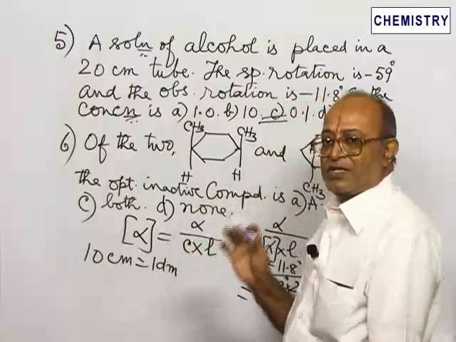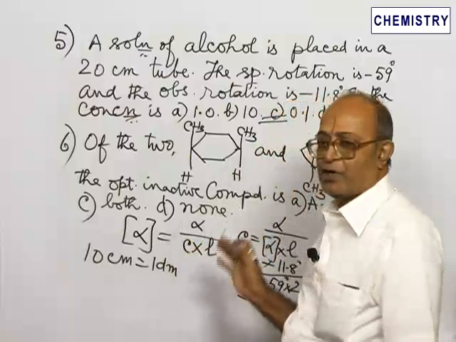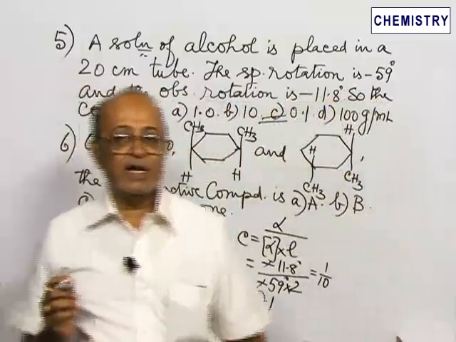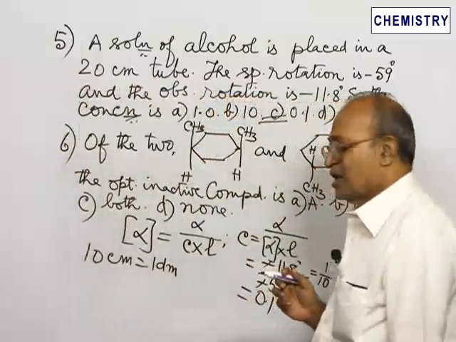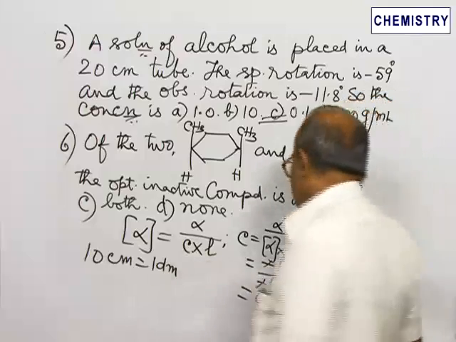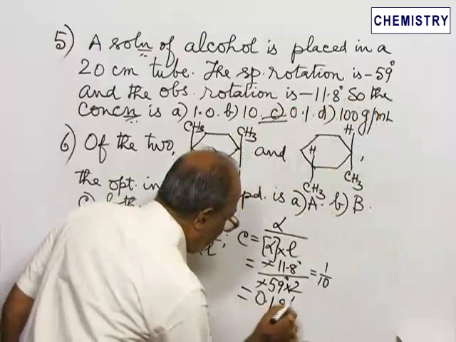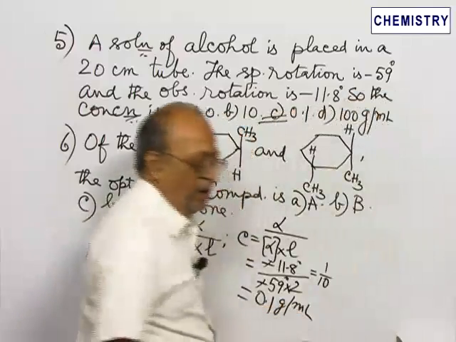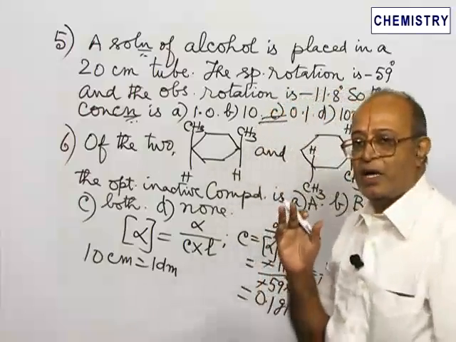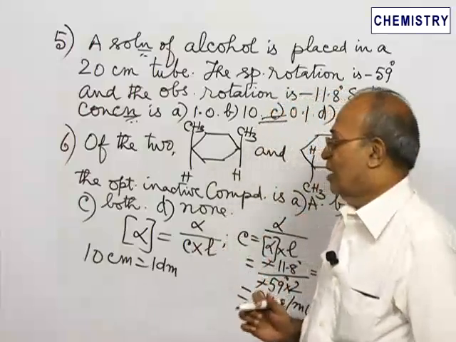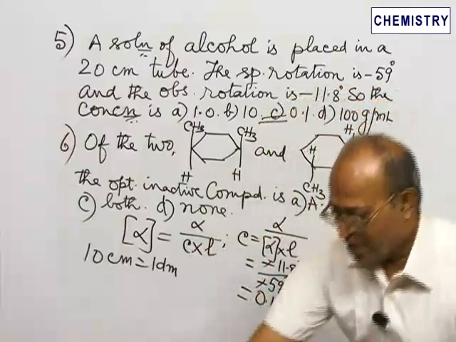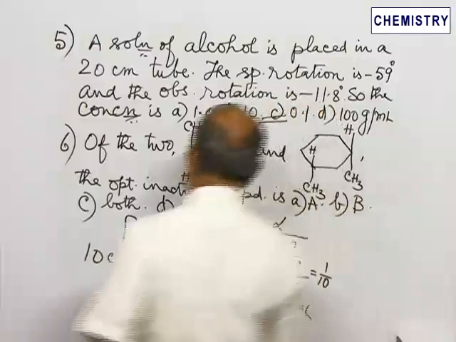Do you follow? Simply substitute the corresponding values, but please bear in mind that length is always expressed in decimeter, and this 0.1 means so many grams per ml. Concentration is always expressed in so many grams per ml. Do you follow? Now come to question number 6.